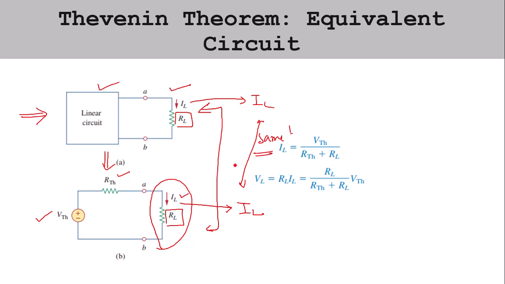This is what the students must have tried in the practical also, practical number 2, where they were using the Thevenin theorem verification, that current in both the cases will be the same. So in this circuit, if we have to find the current, we can simply use the formula VTH divided by RTH plus RL, because these two resistors are in series in this circuit.